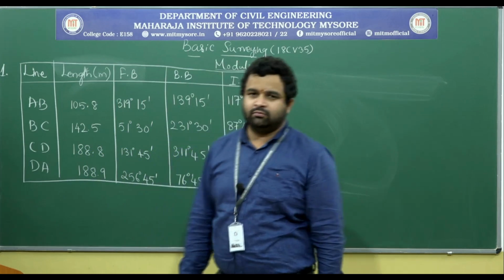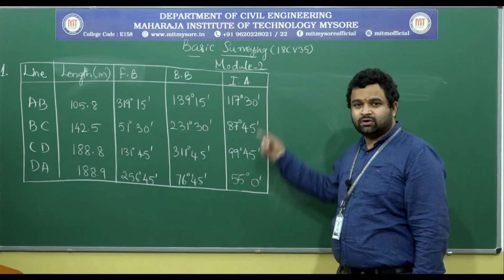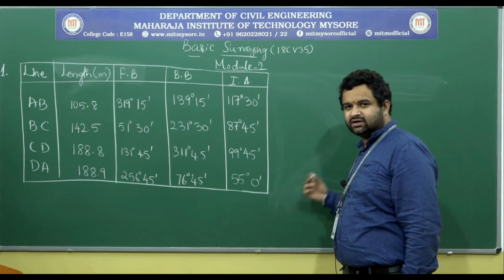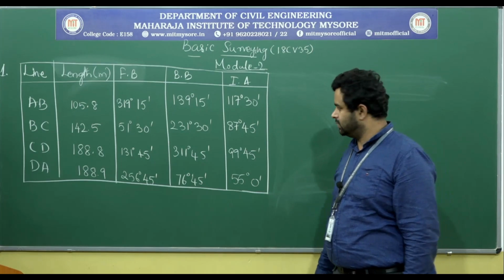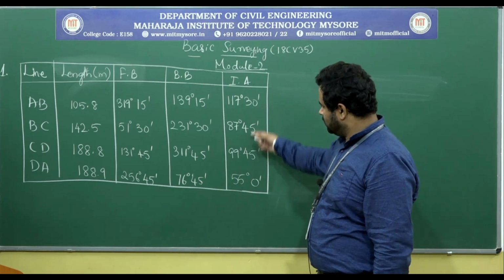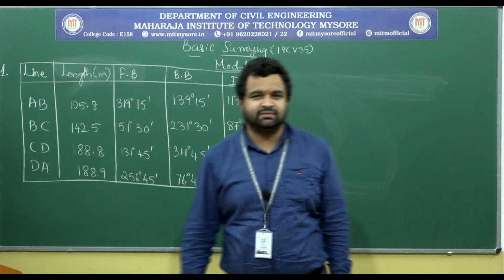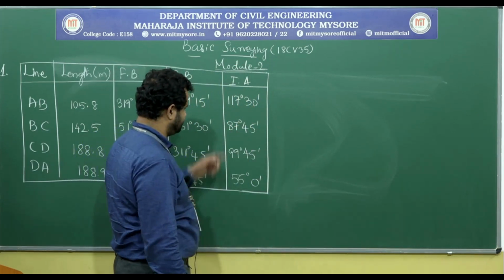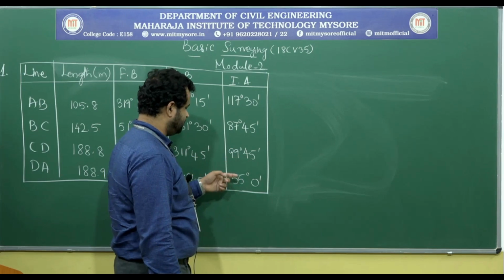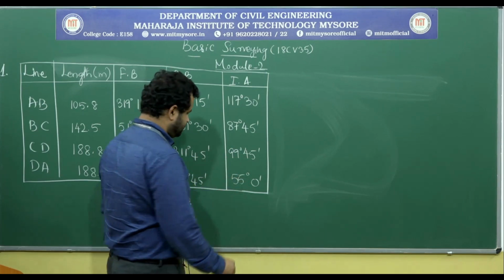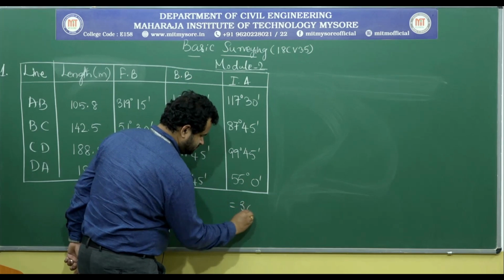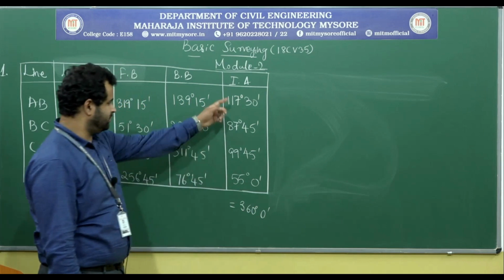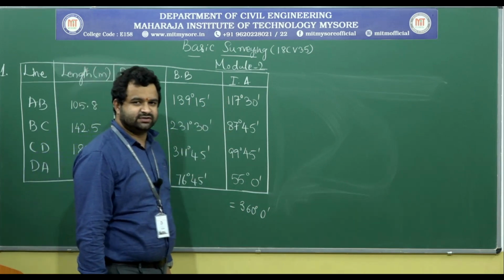Now, before checking it, let us check the sum of the included angles and whether this sum agrees with the theoretical sum of angles. So, let us add all the angles and check the sum, that is 117 degrees 30 minutes plus 87 degrees 45 minutes plus 99 degrees 45 minutes plus 55 degrees 0 minutes is equal to 360 degrees 0 minutes. If you add all these angles, you will get 360 degrees 0 minutes.